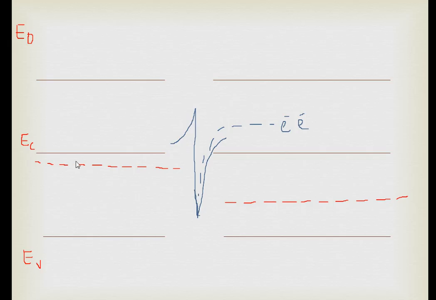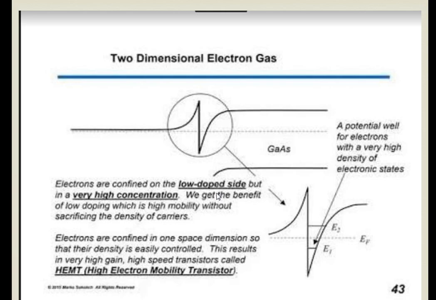So under the equilibrium condition, these two Fermi levels are like this at the same place. So here the electrons are moved in this direction and they were formed here. So this is said to be the two-dimensional electron gas. So at this place there is a potential well for electrons with very high density of electron states.